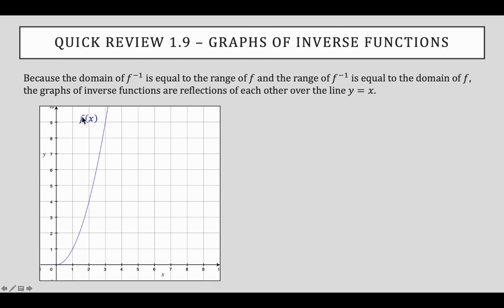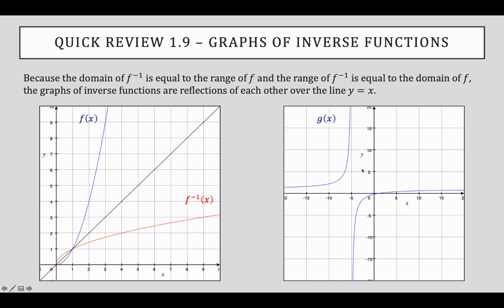All right, so here we have some function f of x. There I have the line y equals x. If I were to take the graph of f of x and reflect it over the line y equals x, that would leave me with my graph of my inverse function. There I have the graph of f inverse of x.